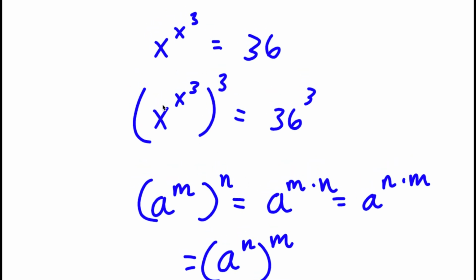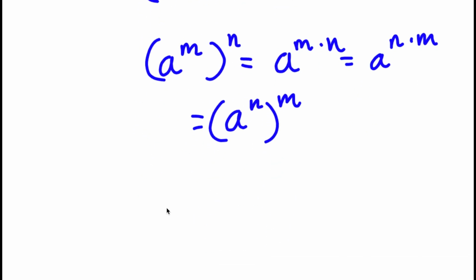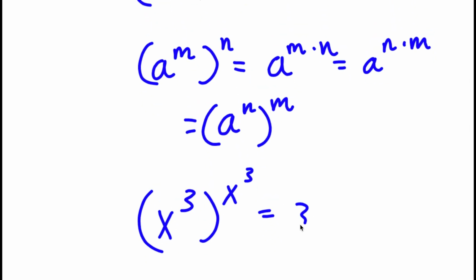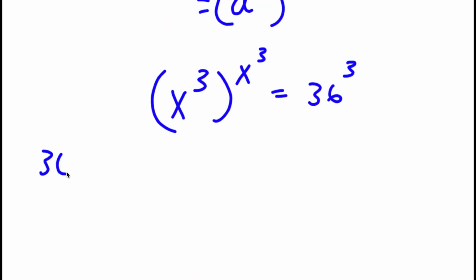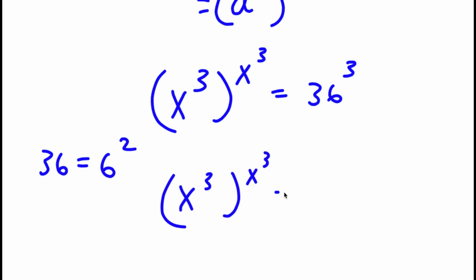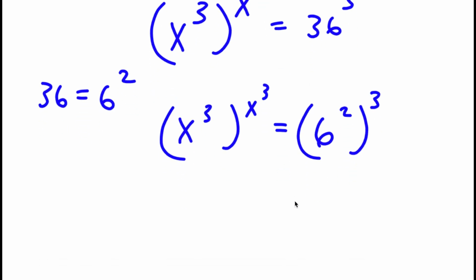So in this case, I have x to the power of x to the power of 3 to the power of 3, and we can think of x to the power of 3 as m and 3 as n. So if I switch these two places, I get x to the power of 3 to the power of x to the power of 3 is equal to 36 to the power of 3. Now 36 I can write as 6 to the power of 2. So now I have x to the power of 3 to the power of x to the power of 3 is equal to 6 to the power of 2 to the power of 3.